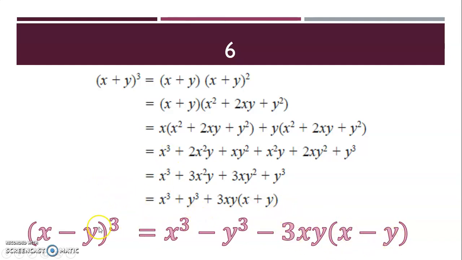So this is just a short trick to remember (x + y)³ and (x - y)³. If you want, you can derive the formula using the same method also, that is, (x - y)³ can be written as (x - y) times (x - y)², and then follow the same procedure and you can derive the formula. This is just a short trick to remember (x - y)³ from (x + y)³.